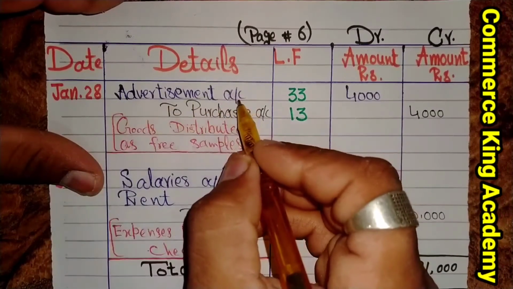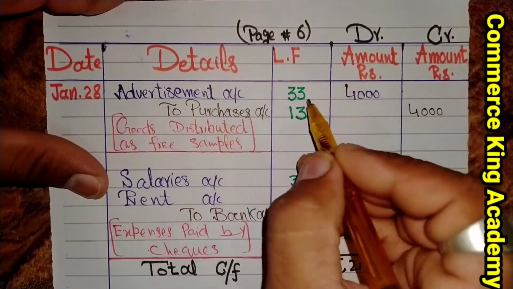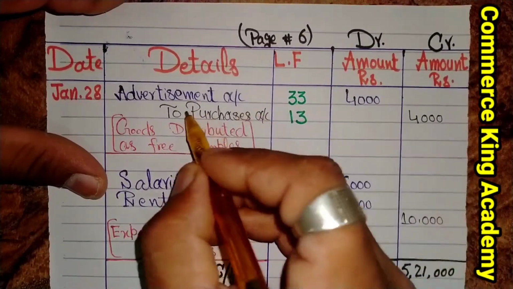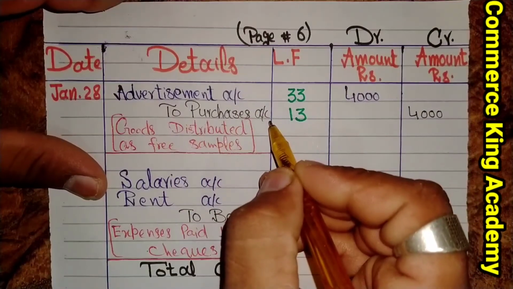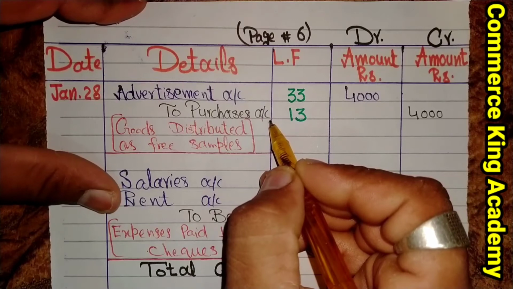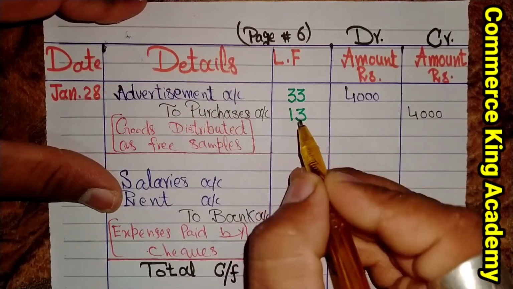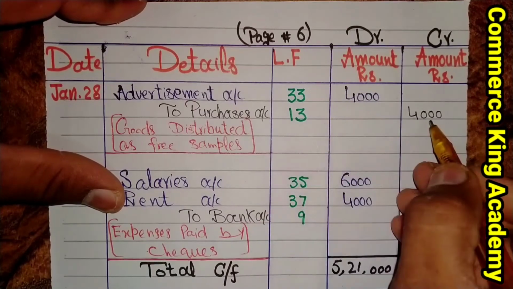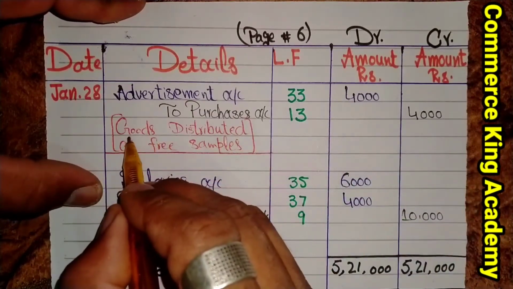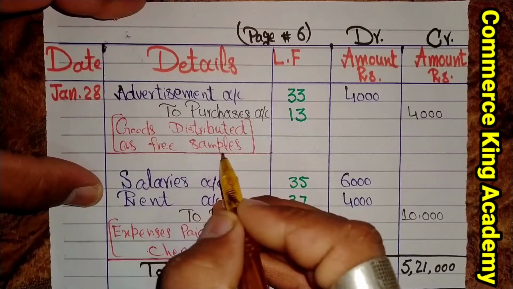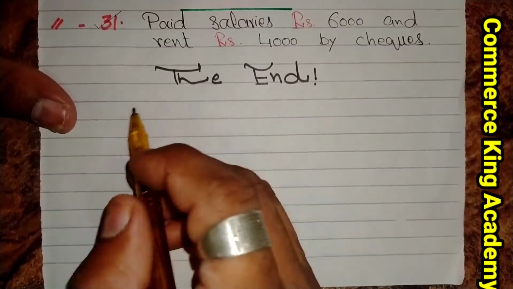Okay, so advertisement account debit, ledger folio number 33, to purchases account credit, because purchases stock is reduced against free samples or advertisement. Ledger folio number is 13. These are the amounts debit and credit. Details: goods distributed as free samples. This is the last transaction.